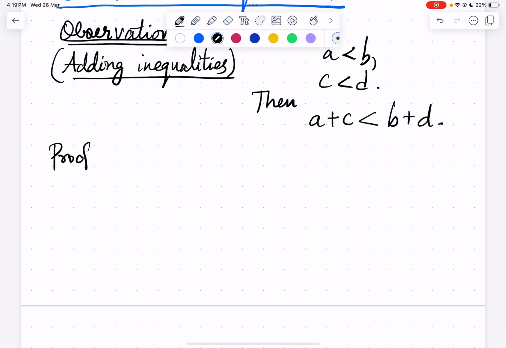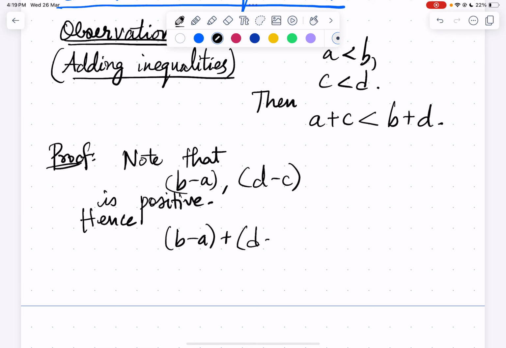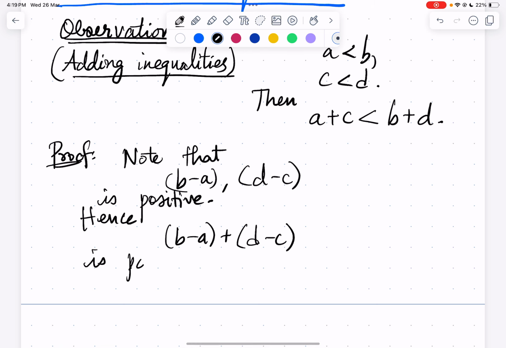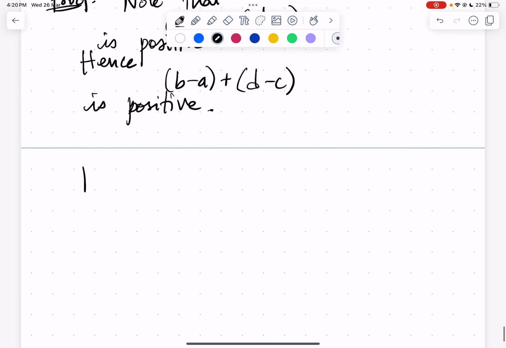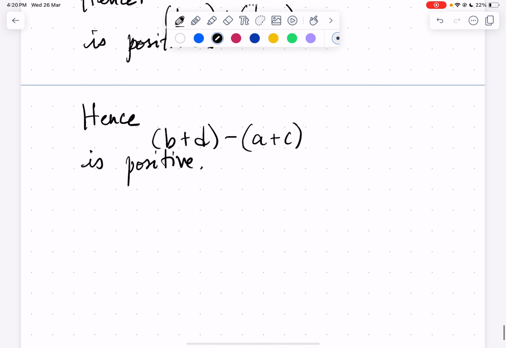Here's the proof. Note that we are given A is less than B, that is B minus A is positive, and C is less than D, that is D minus C is positive. So B minus A and D minus C are positive. Hence B minus A plus D minus C, the sum of these positive quantities, is positive. So we can group the B and D together and A and C together. B plus D minus A plus C is positive. Hence, A plus C is less than B plus D.